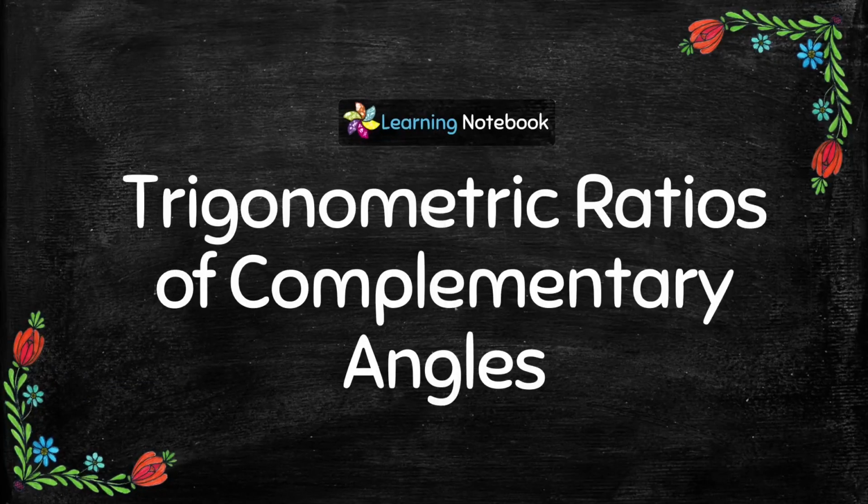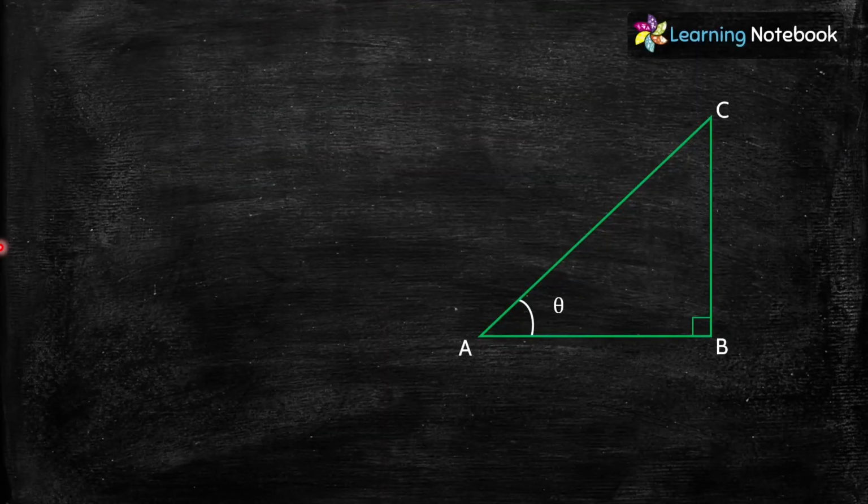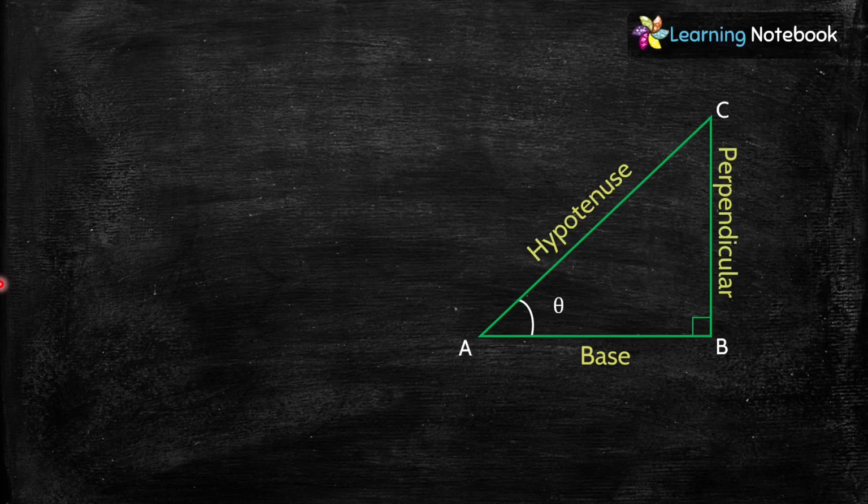So let's start and first understand trigonometric ratios of complementary angles. Consider a triangle ABC right angled at B. Let angle A equals theta. So, AB equals base, BC will be the perpendicular and AC will be the hypotenuse.